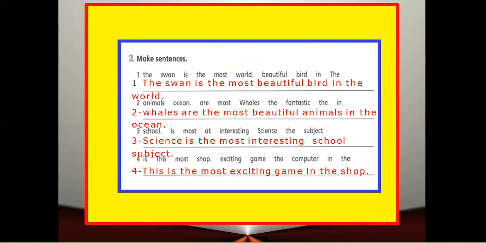2. Make sentences. 1. The swan is the most beautiful bird in the world. 2. Are whales the most fantastic animals in the ocean? 3. Is science the most interesting subject at school? 4. Is this the most exciting computer game in the shop? Answers: 1. The swan is the most beautiful bird in the world. 2. Whales are the most beautiful animals in the ocean. 3. Science is the most interesting school subject. 4. This is the most exciting game in the shop.